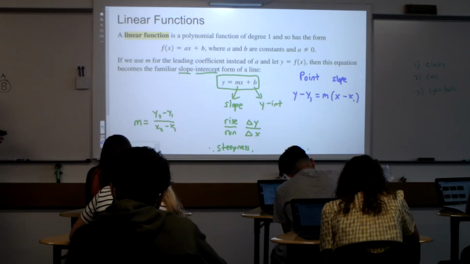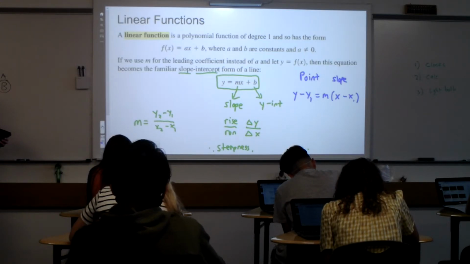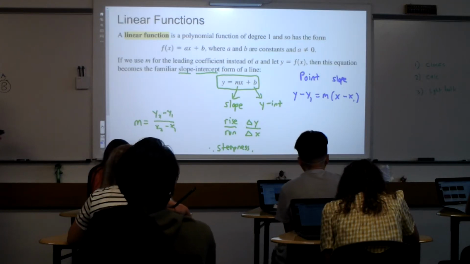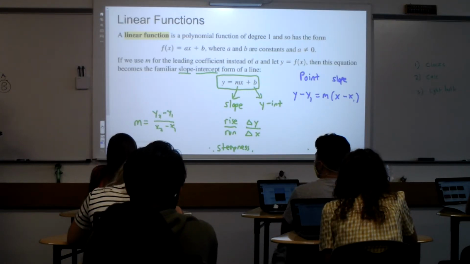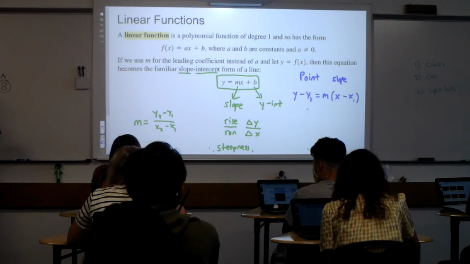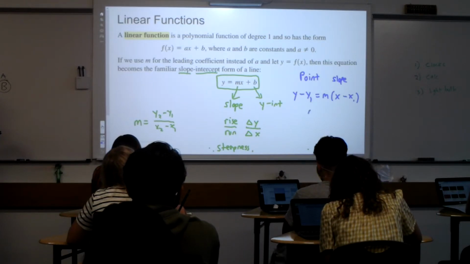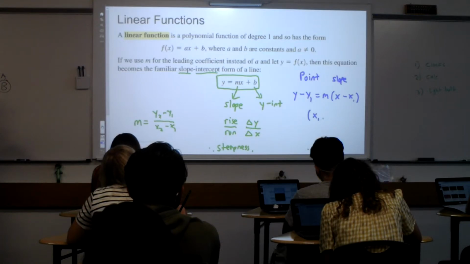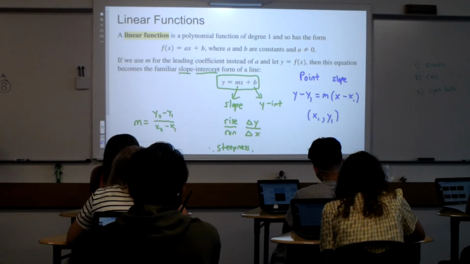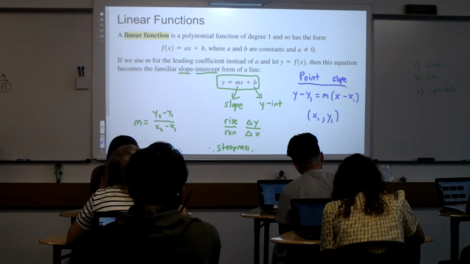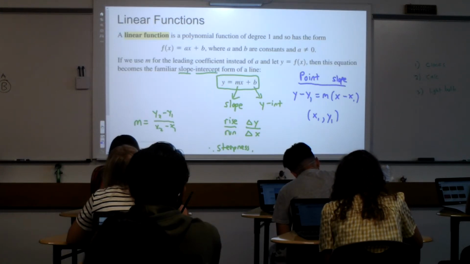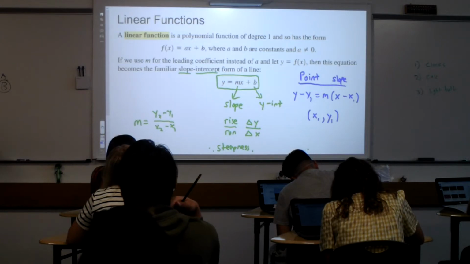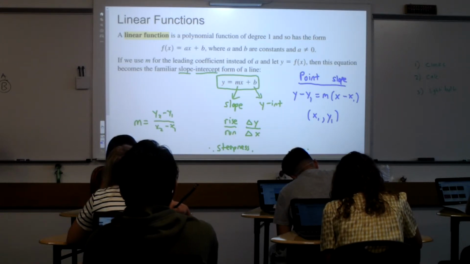The difference is that slope-intercept gives you the slope and the y-intercept, and point-slope gives you the slope and a point on that line. So the slope would be m, but then it has a point x1, y1. That's a point on the line. So those are the two formulas we're going to be using here. Now, which one do you use? Well, you could use either. It really depends on the type of problem we're doing.